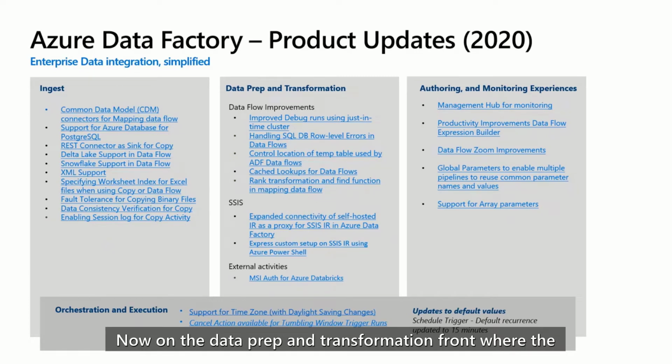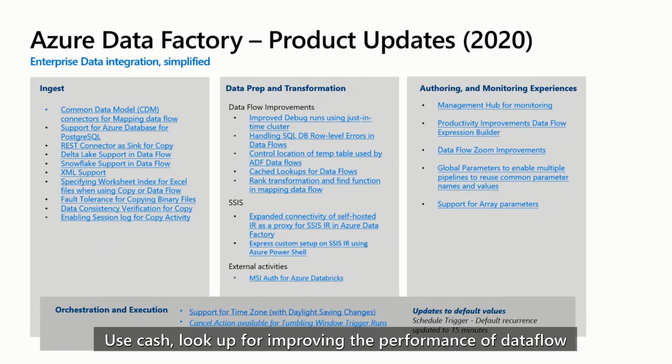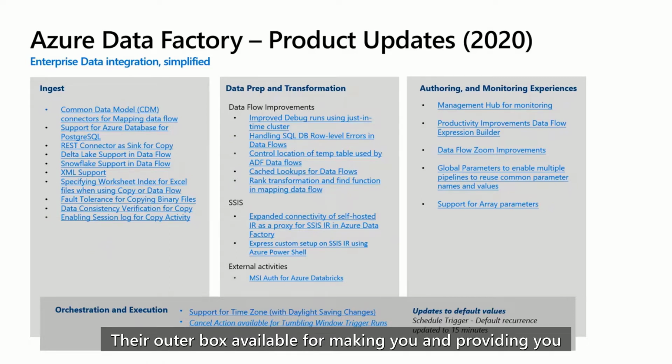Now, on the data prep and transformation front, whether it's data flow improvements from improving the debug runs with just-in-time cluster, being able to deal with things like row-level errors, controlling the location of the temporary files, or simply enabling you to use cache lookup for improving the performance of data flow, and many new transformations that are out of the box, providing you with the capability for transforming data at an amazing scale.